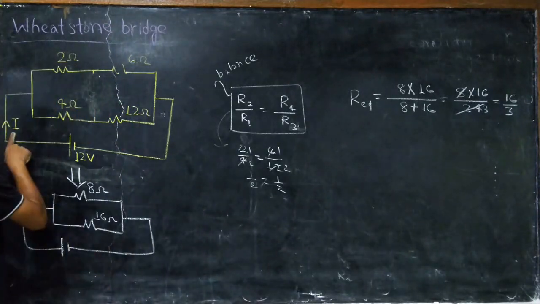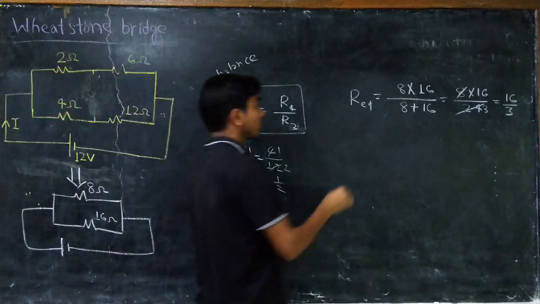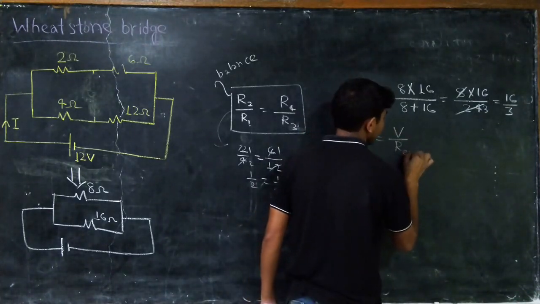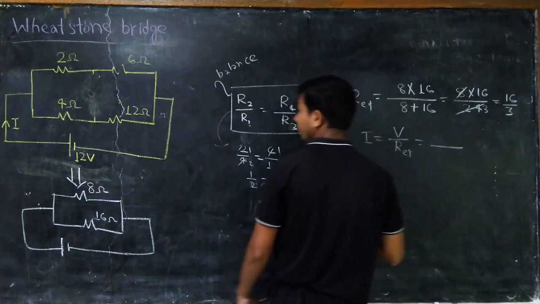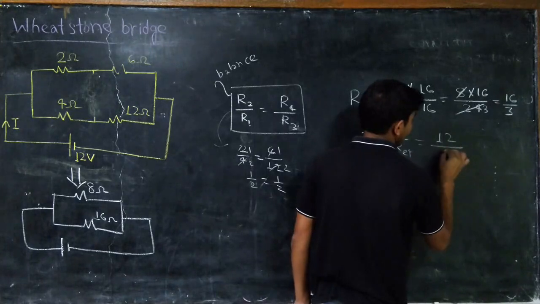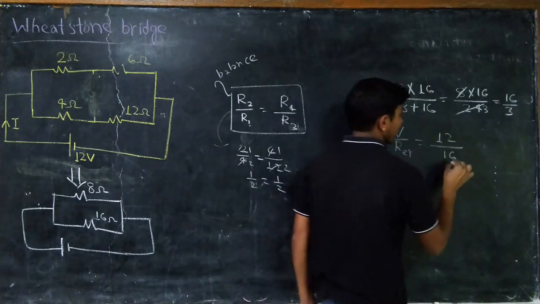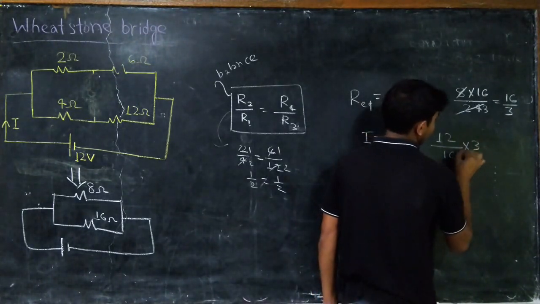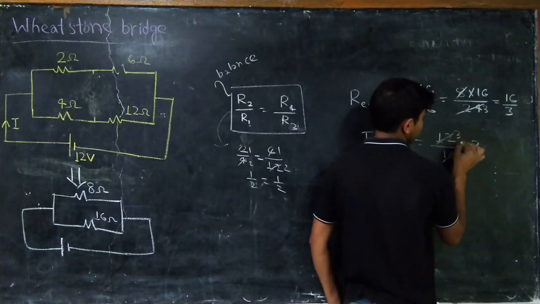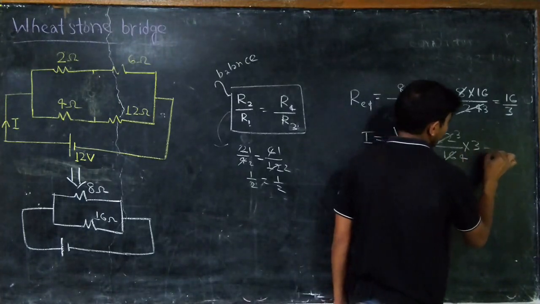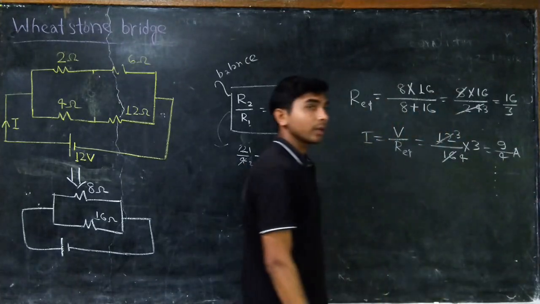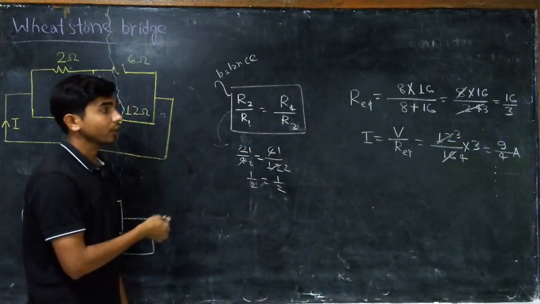Next we are going to find I, right? So I is equal to V by R equivalent, and V is given in the question, that is 12 volt, and R equivalent is 16 by 3. So 3 will go up, we can cancel it. So this is coming 3 and this is coming 4, right? So 9 by 4 ampere. Okay, so this way you are able to solve it.